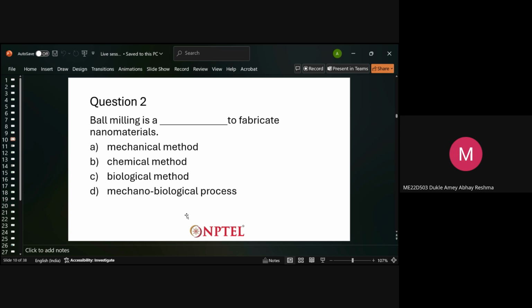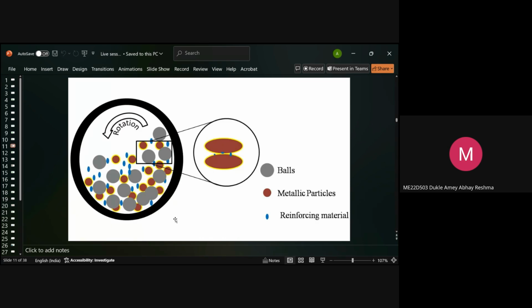So in this case, I'll just give you a hint. Ball milling is basically you have a bowl. In that you will have the balls. They can be steel balls or tungsten balls or zirconia balls, and then you will have your material that is used, and then it will just break down everything by impact and attrition. So there will be impact that will just break down everything.